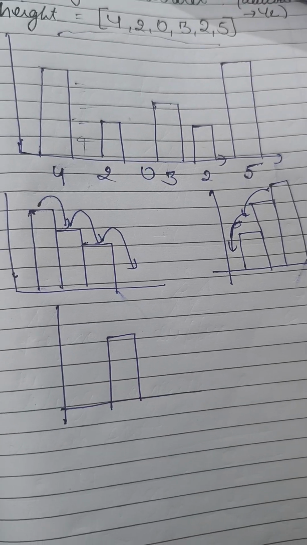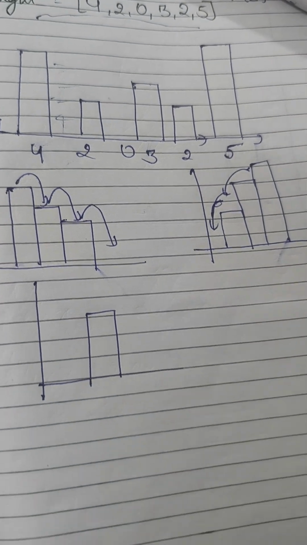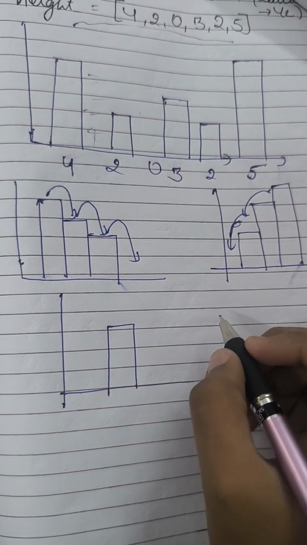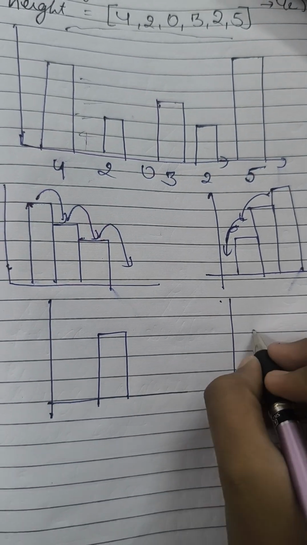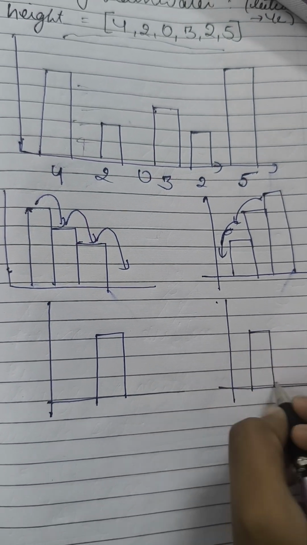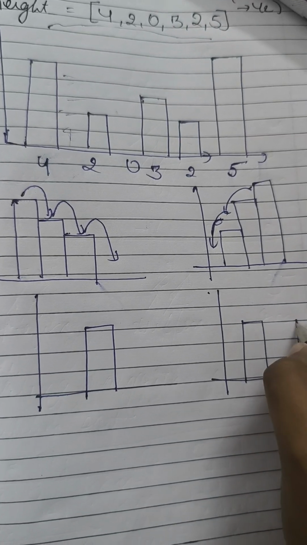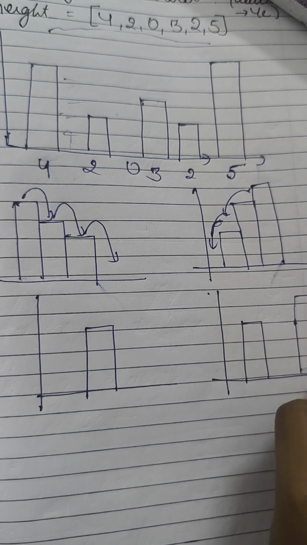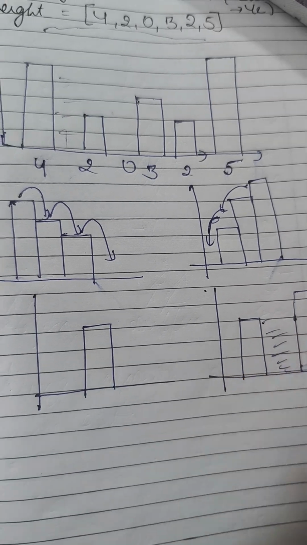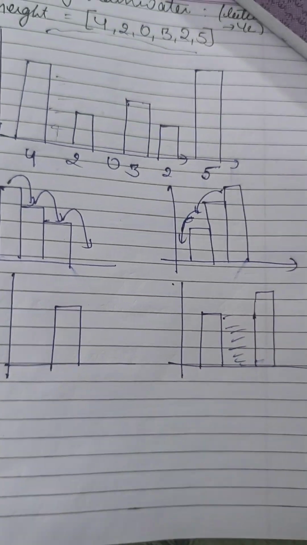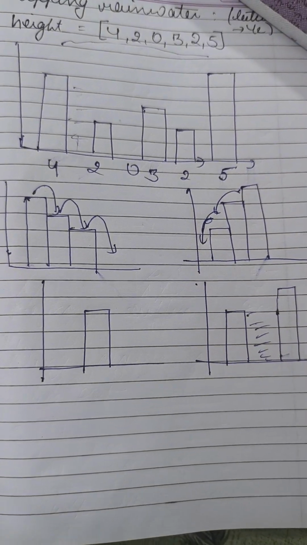So what do you get from these three examples which I have tried to show you? That it's very important to have a valley formation for the trapping of rainwater. If the valley is formed, it doesn't matter whether both sides are of the same height or not, but if the valley is formed, then we can find the water trapped inside it. Okay, so now moving ahead.